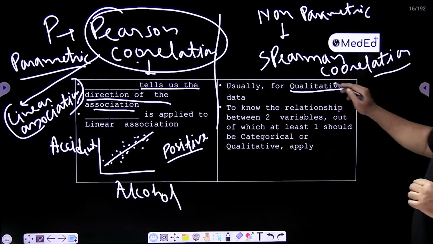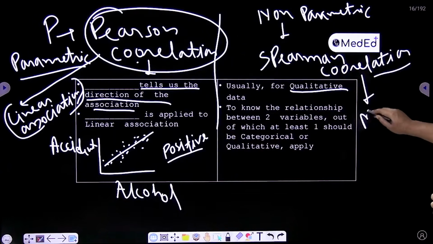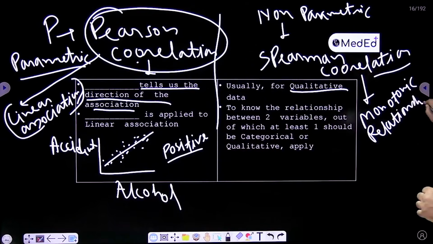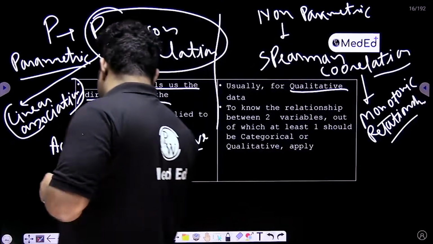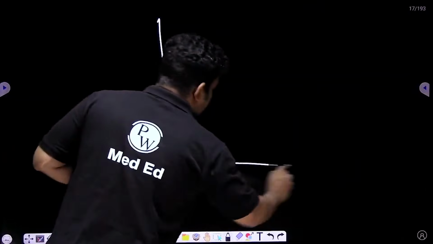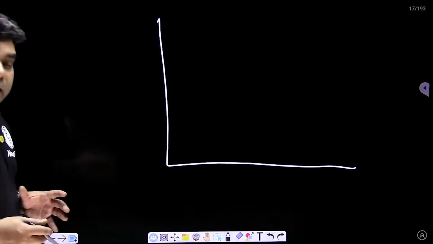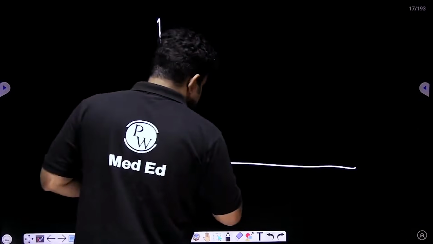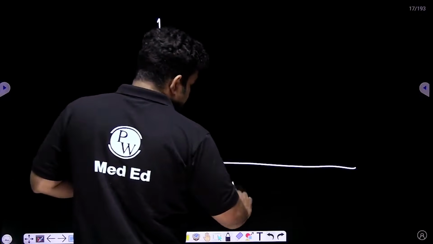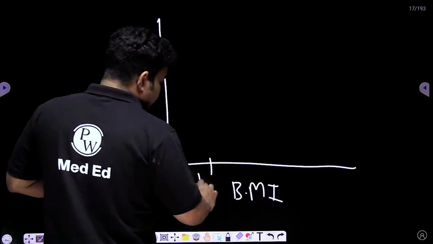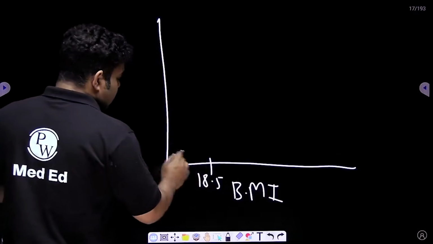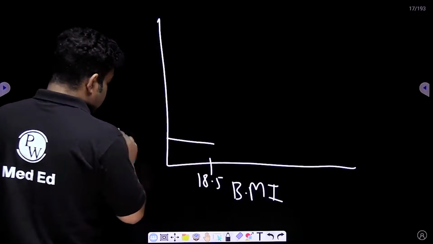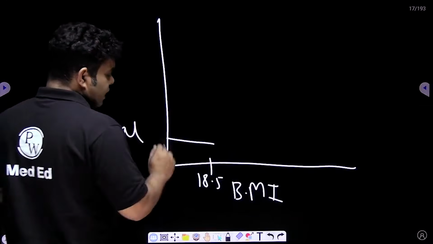And Spearman correlation gives a monotonic relationship. Spearman talks about monotonic relationship. What is a monotonic relationship? Let me explain with a very good example. Suppose I am talking about obesity with BMI in the WHO Asian classification. So in the Asian classification, till a BMI of 18.5, you are malnourished.